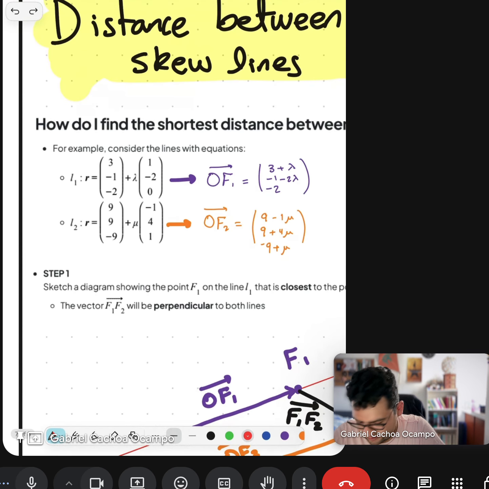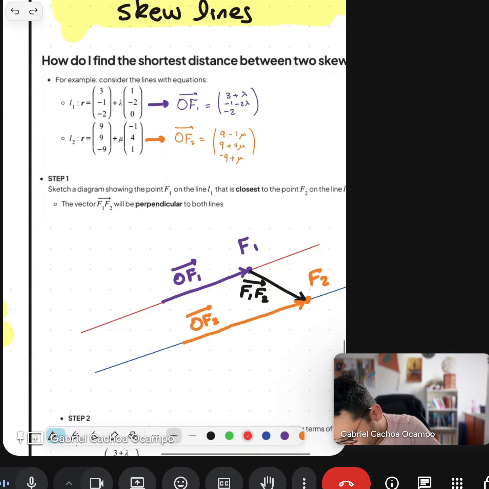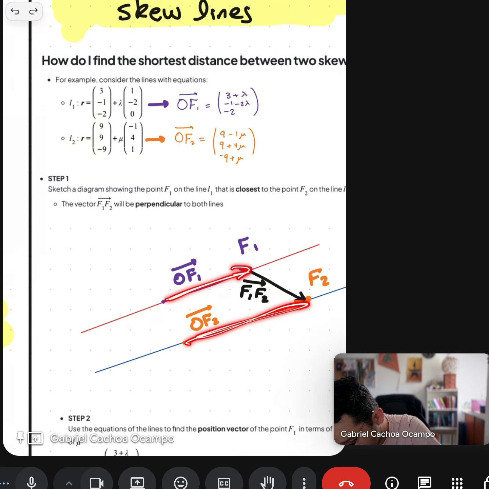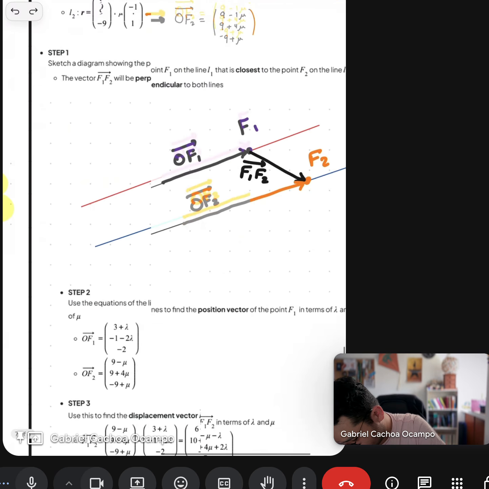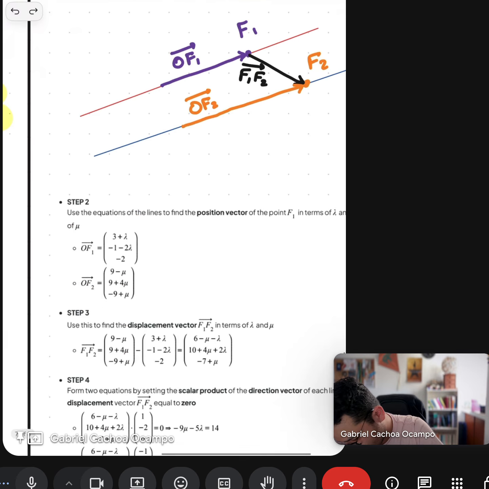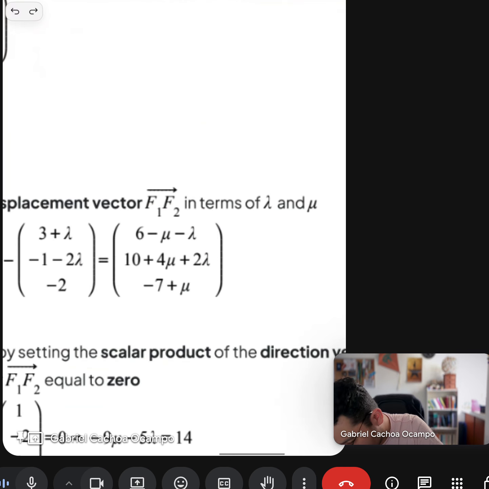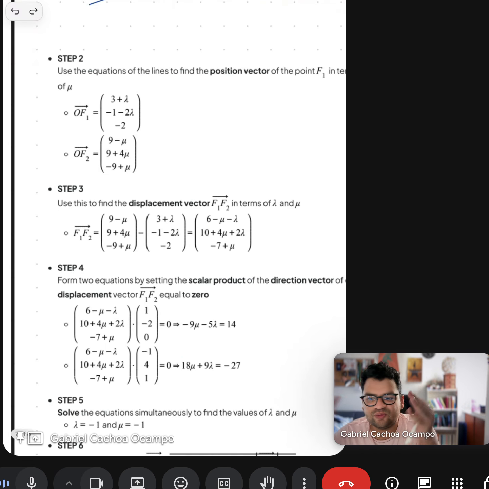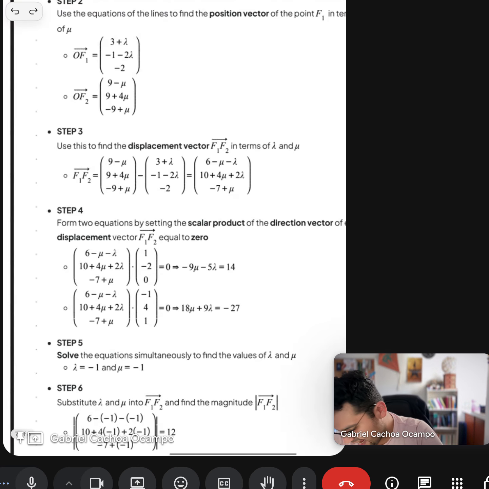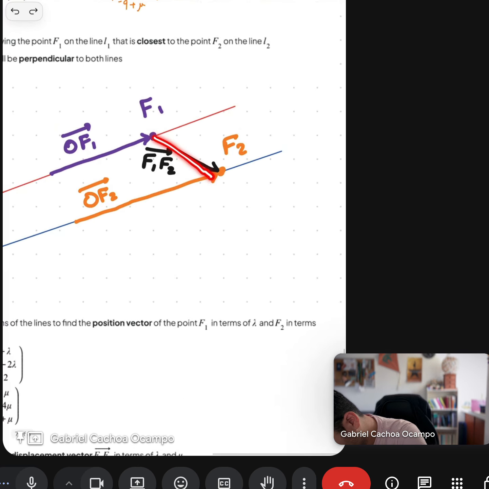Then I subtract the vectors from each other to find the difference vector. I write this as a single vector, I write this as a single vector, and I subtract them. Now I have both letters, no? Mu and lambda, because they are not moving at the same time. They are moving at different times. And what do I want? I want this difference vector to be perpendicular to this line, and I want it to be perpendicular to this other line.